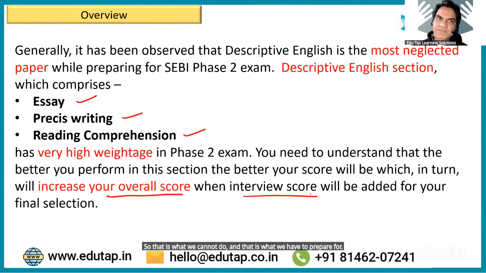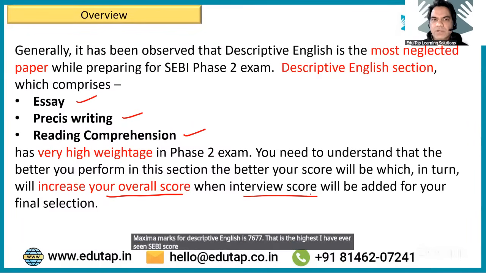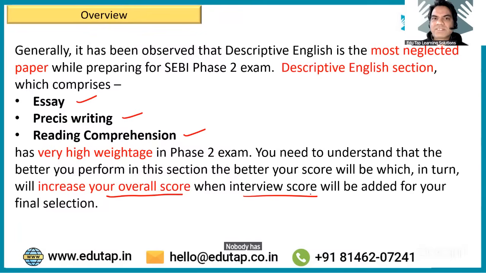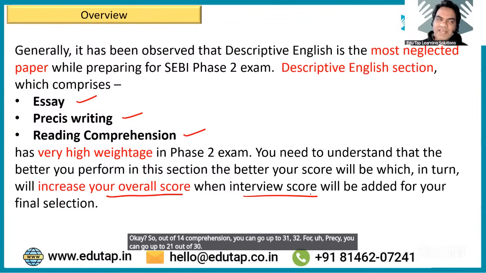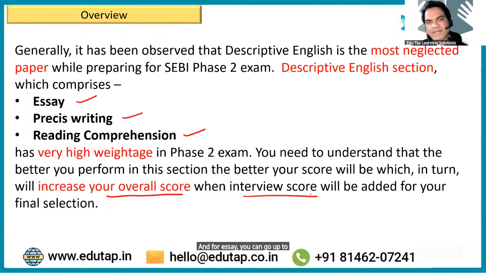Maximum marks for descriptive English is 76, 77. That is the highest I have ever seen SEBI score anyone. Nobody has scored more than 76, 77 in the SEBI descriptive English paper, guys. Okay, so out of 40 comprehension, you can go up to 31, 32. For précis, you can go up to 21 out of 30. And for essay, you can go up to again 20, 21, 22 out of 30. If you do that, you'll be able to score.